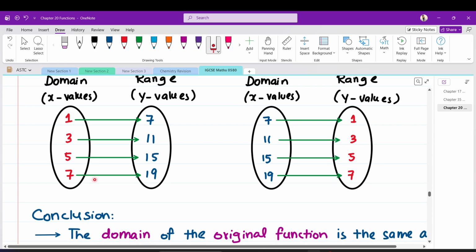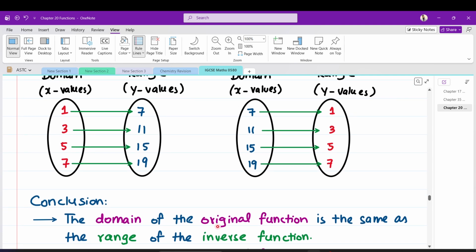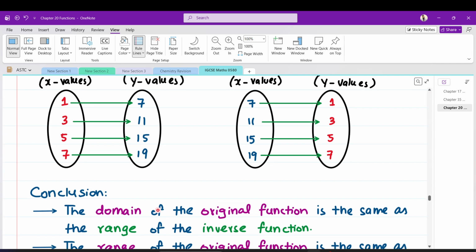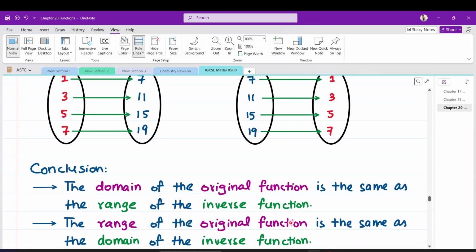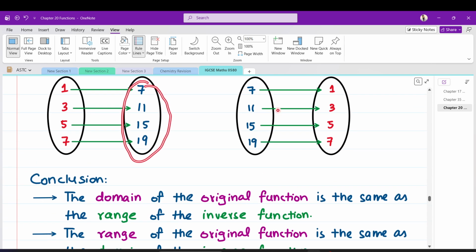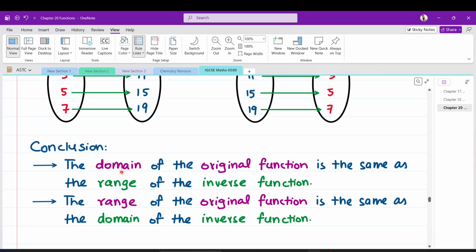The first thing that we can say is that the domain of the original function is the same as the range of the inverse function. The domain of the original function, which is this, is the same as the range of the inverse function, which is this. The second point is, the range of the original function, which is this, is the same as the domain of the inverse function, which is this. So these are two statements that you must know, and this is a practical example of understanding what exactly we mean by these statements.